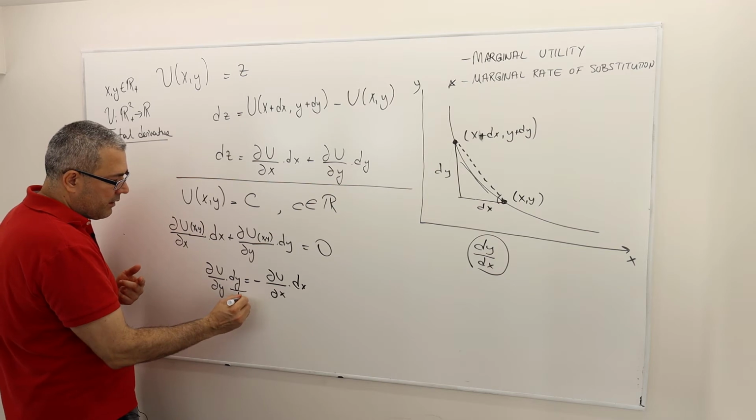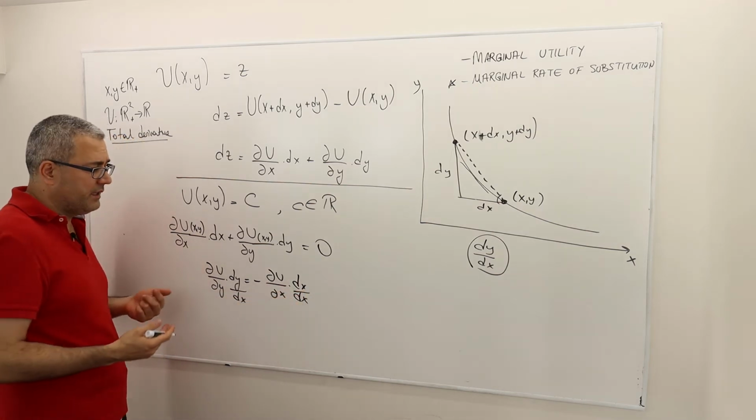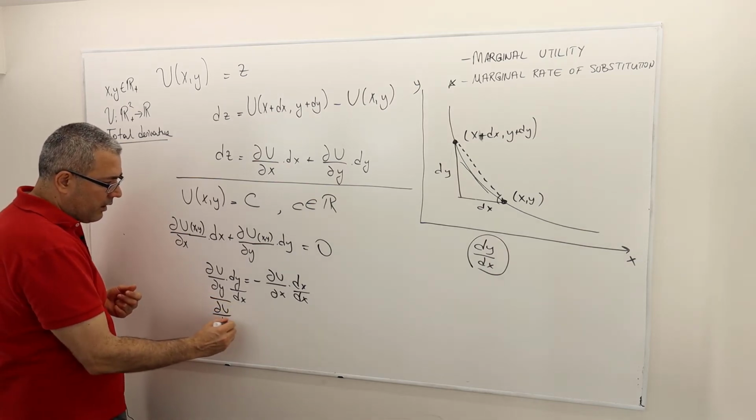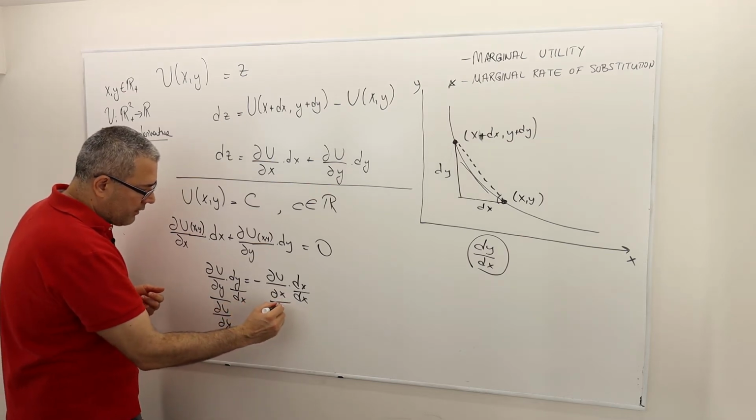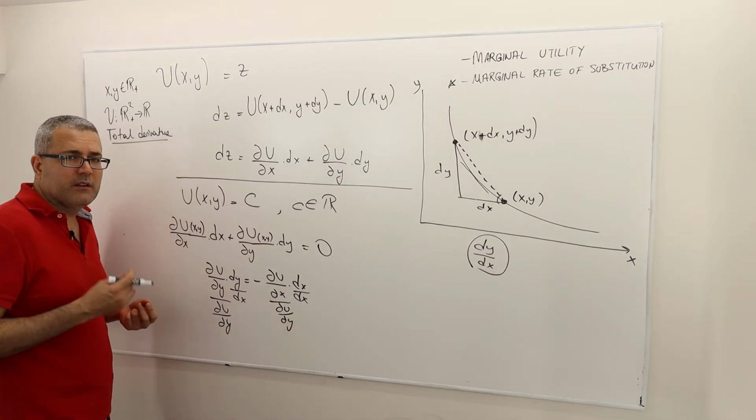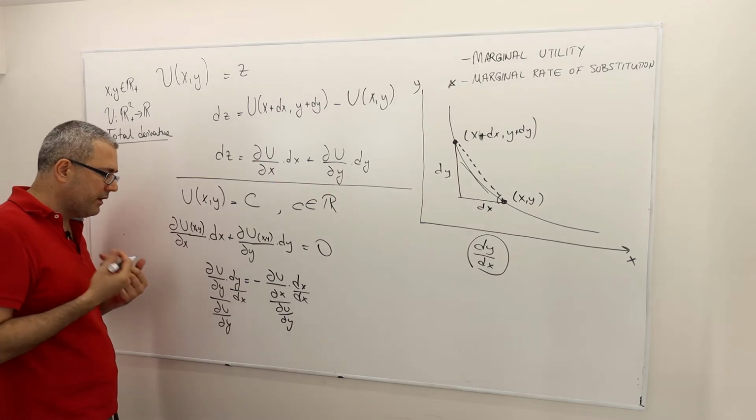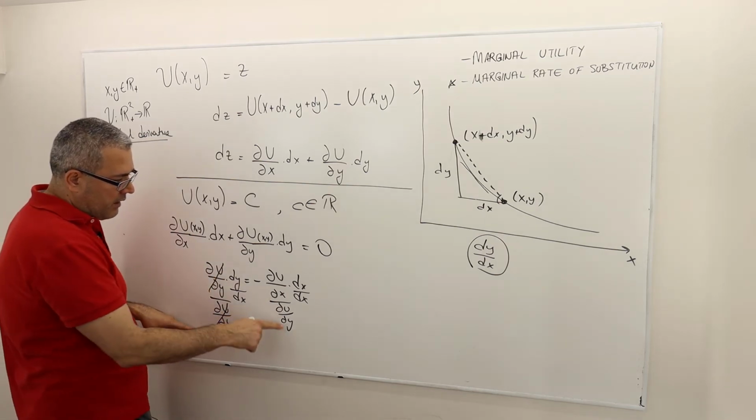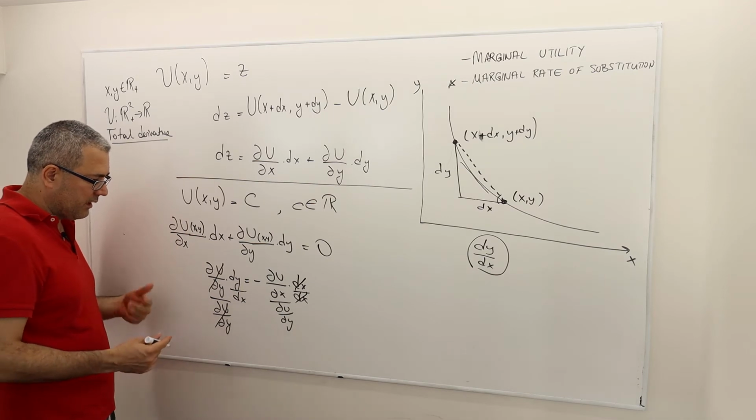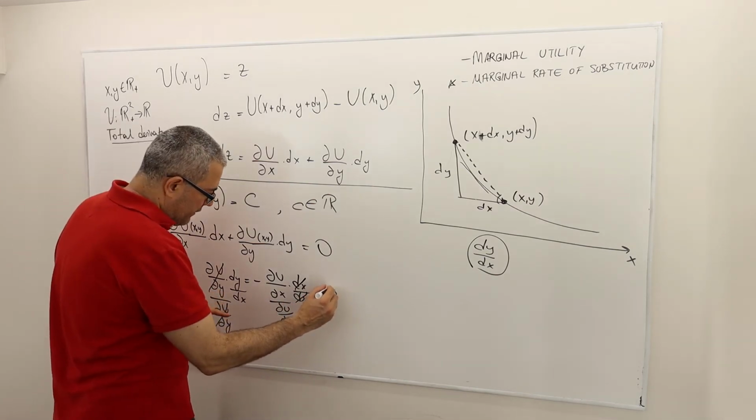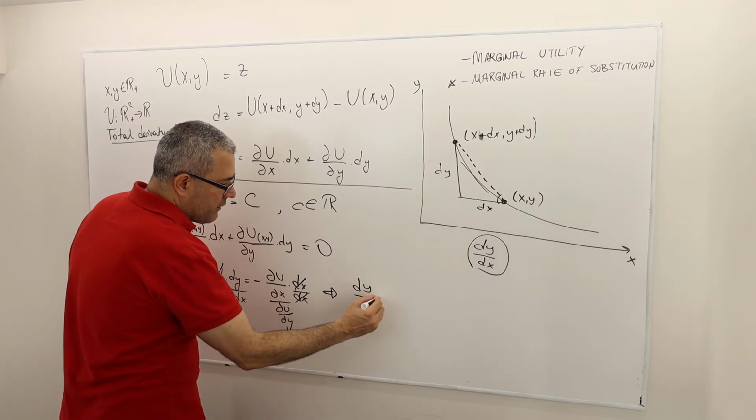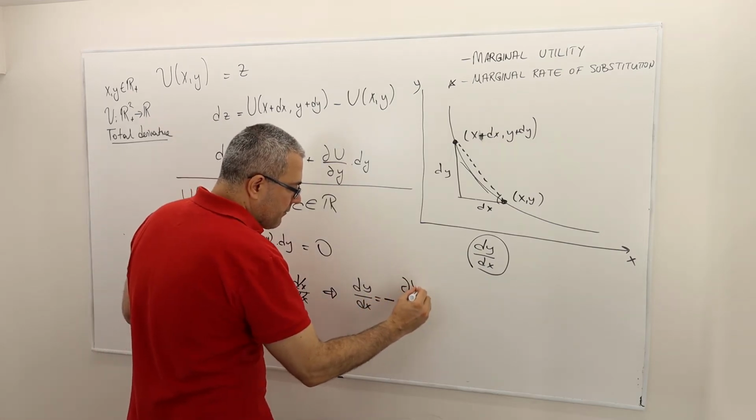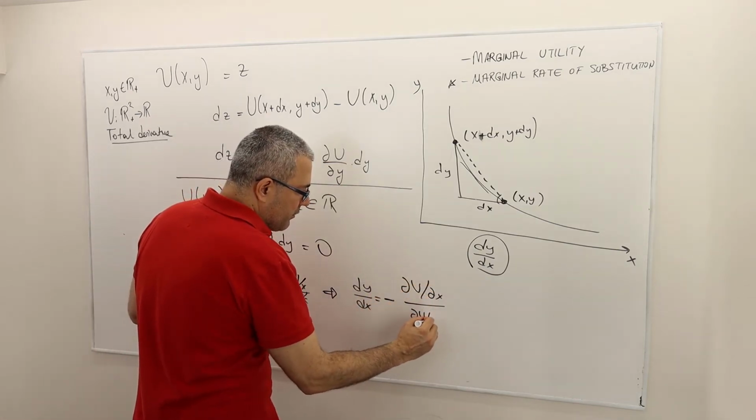So divide both sides by dx, assuming that dx is non-zero, and then divide both sides by del u del y. Again, assuming that del u del y, the marginal utility, the partial derivative, is non-zero. Once I do that, these are going to cancel out, and dx will cancel out, assuming they're non-zero. So what I'm left with is dy over dx, all right? So the rate of change between good x and good y is nothing but minus del u del x divided by del u del y, all right?